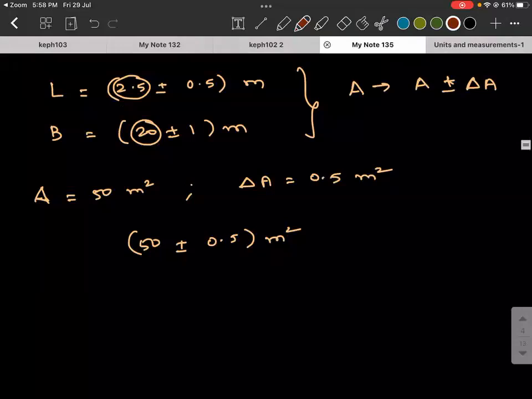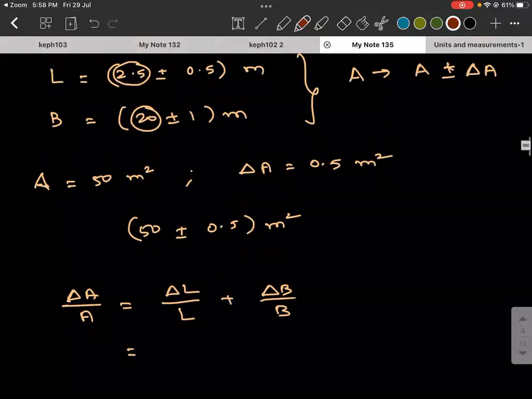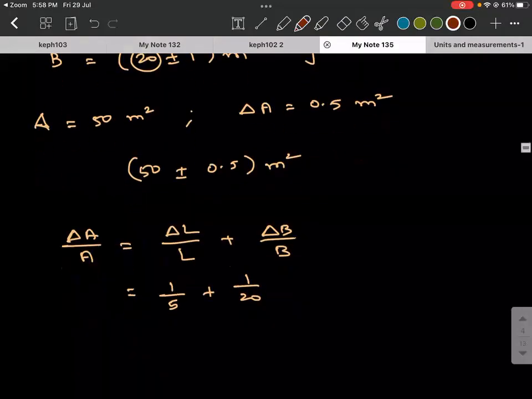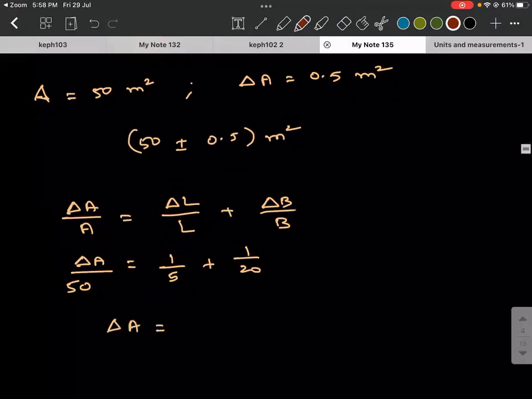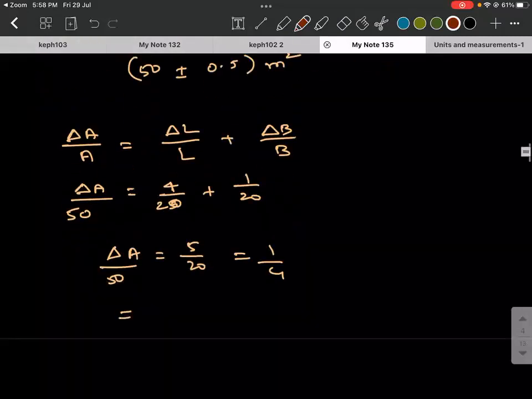Now, I want to do the same thing using that bigger method. So what is area? Area is a product of length and breadth. So delta A divided by A will be equal to how much? Delta L divided by L plus delta B divided by B. What is delta L divided by L? 0.5 by 2.5, which is 1 by 5, plus delta B by B is 1 by 20. So what is delta A by A? Delta A is what I need to find, and A is 50. So it is going to be 5 by 20, and this is going to be 50, which is 1 by 4 still. Right? Am I missing something? Which implies delta A is equal to 50 divided by 4. Why am I getting a different answer?